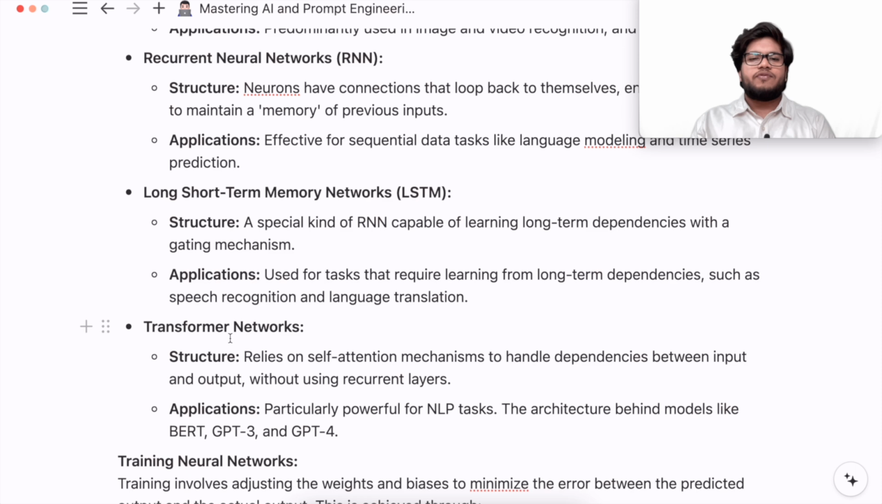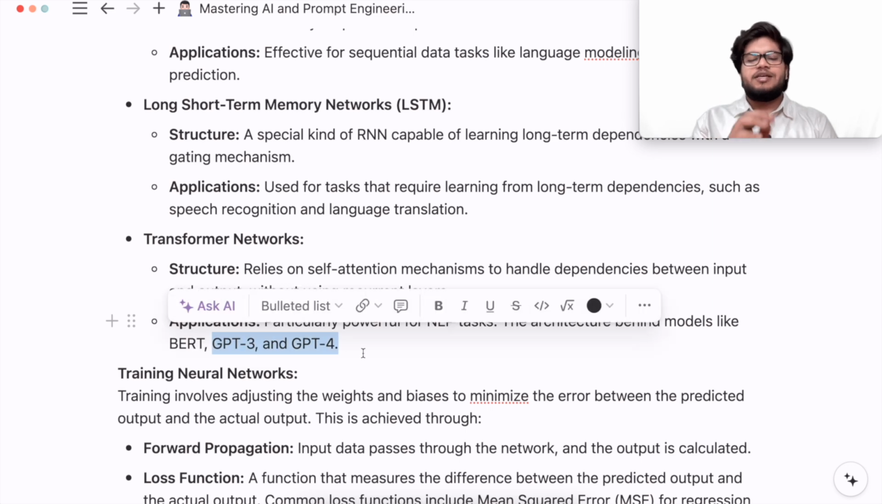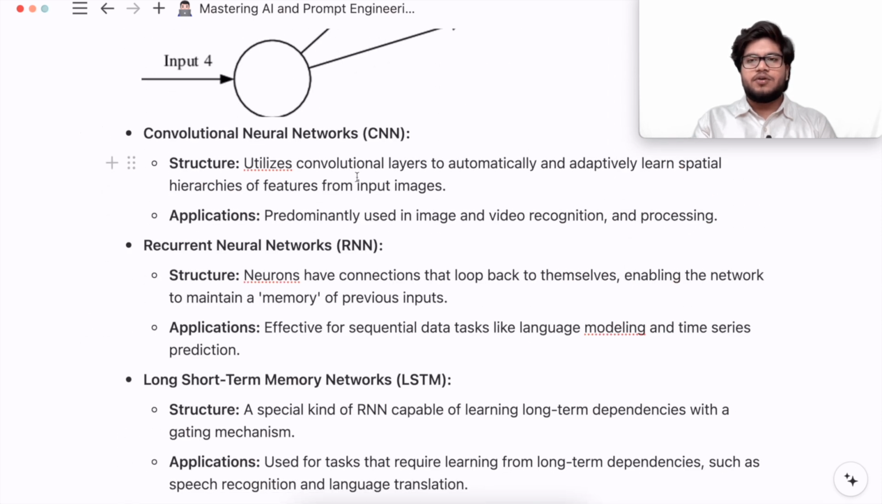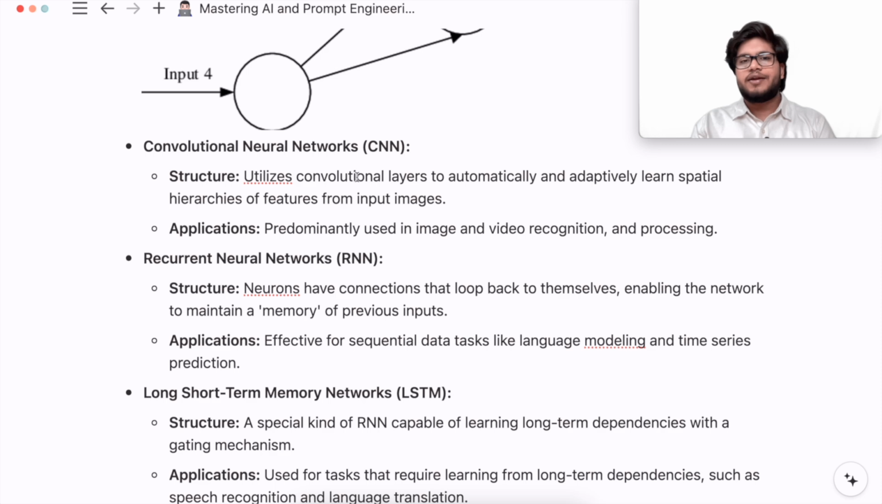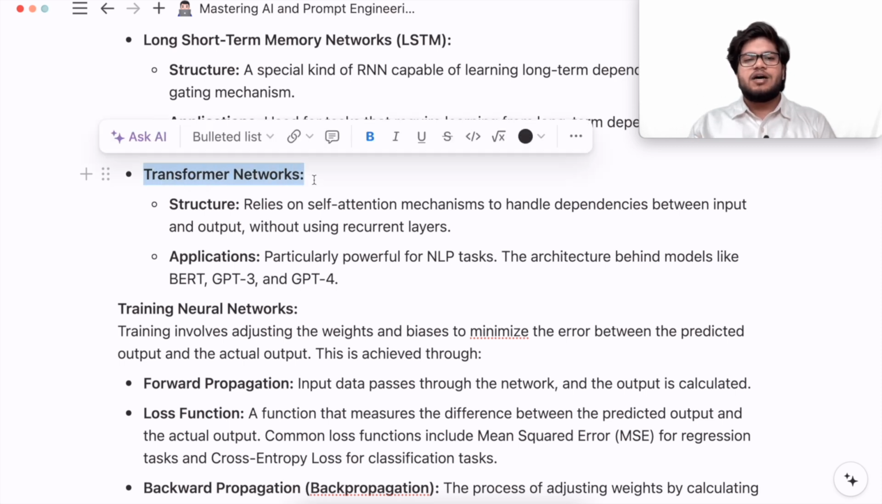Now the application of transformers is particularly powerful for NLP tasks. For NLP, we have a special dedicated lecture, and we'll be learning NLP there. Now, the architecture behind models like BERT, GPT-3, GPT-4. So ChatGPT is based on the transformer network. We have studied different kinds of neural networks and their architecture. ChatGPT 3, 4 and 4o, all these GPTs are made on the transformer neural network. Now how to train a neural network?